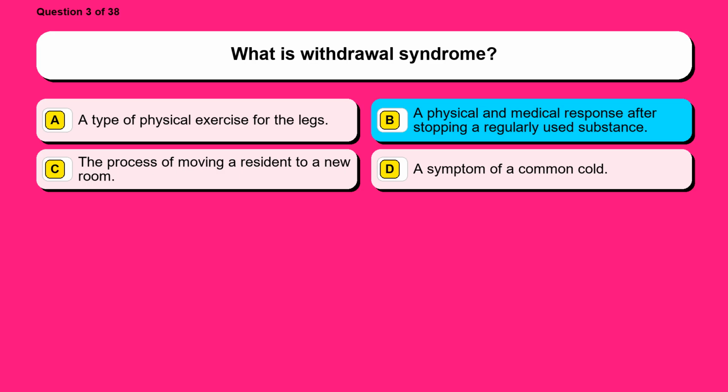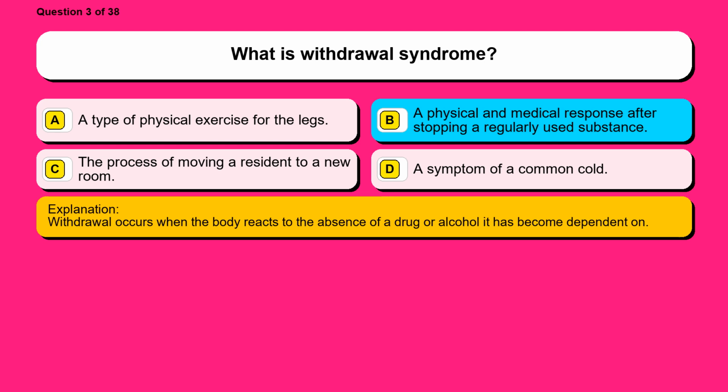The correct answer is option B. A physical and medical response after stopping a regularly used substance. Withdrawal occurs when the body reacts to the absence of a drug or alcohol it has become dependent on.